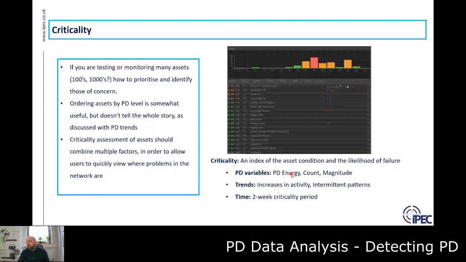And so with the IPEC system, we monitor criticality over a two-week period. We take a two-week data period to monitor the criticality. But obviously, all of our monitoring systems and test equipment monitor trends over a long period of time. So as a user, you can see how the trend's changing. But for alerts and alarms, it's over a two-week period. Then what it means is, as you can see on this website here, you can very quickly see where the problems lie on your chart, on your graph.